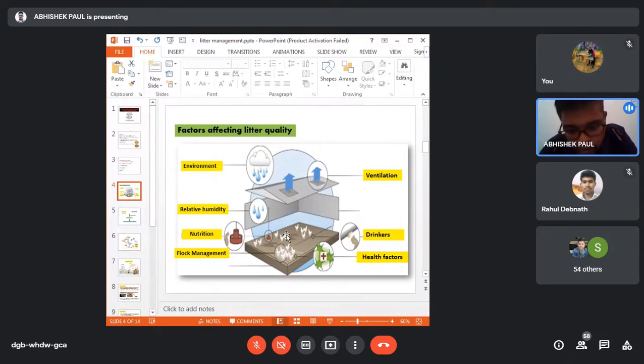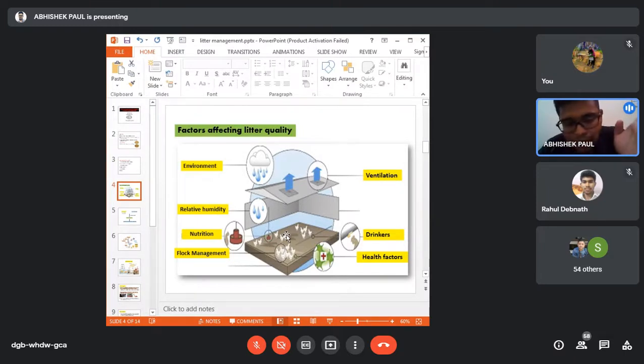Then the health factor. If the bird's body condition or health condition is not good, suppose it is suffering from diarrhea or something, then the litter material will get wet very easily. Then nutrition. Suppose you are feeding certain feed which is causing diarrhea or loose motion in the birds, then also it will affect the quality of the litter material. It will get wet very easily.